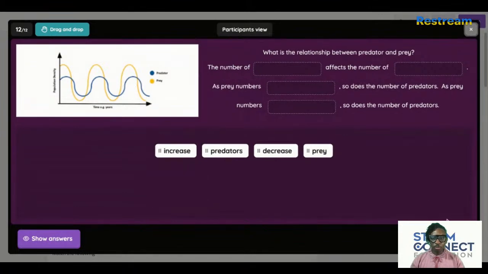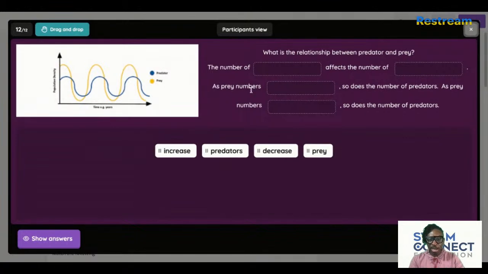Now, this is a great example of a predator-prey graph. You should be familiar with these. You should have seen these in class. These are very common, and you're going to likely see it in the test. So this talks about the relationship between the predator and the prey. Looking at the graph to the left, you will have questions where you have to move these actual words into the sentence so it can make sense. So it says the number of blank affects the number of blank. Very simply, this should be the number of predators, which is in blue, affects the number of prey, which we have here in yellow.